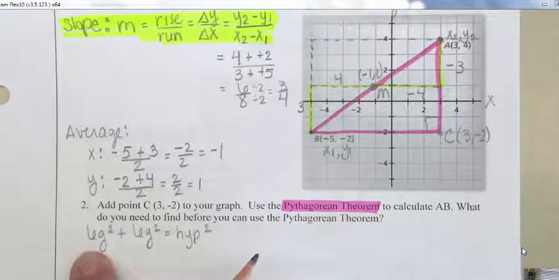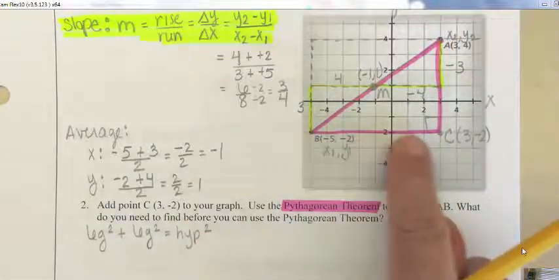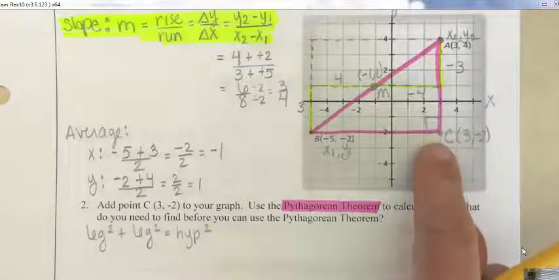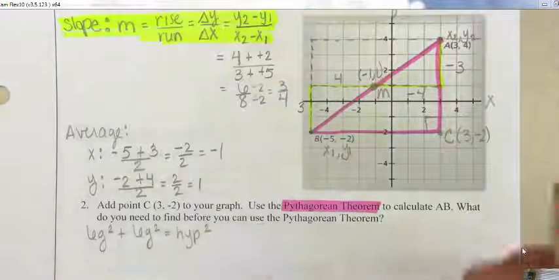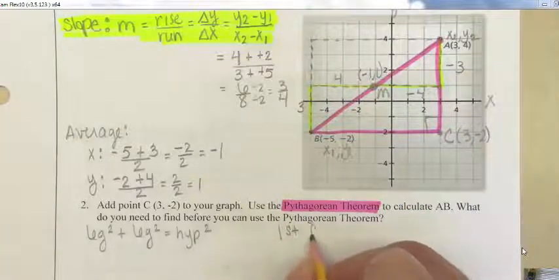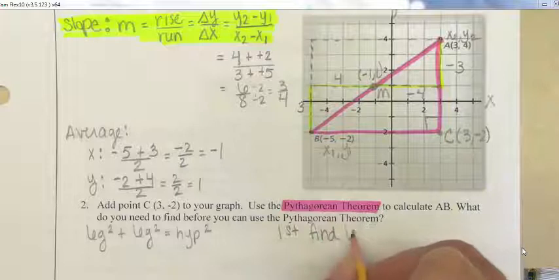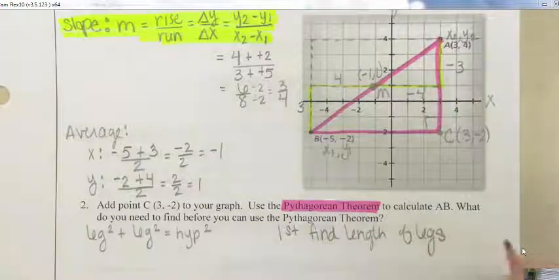Well, I don't know the length of either one of these legs, right? So the first thing I have to do is find the lengths of the legs. So that's what this asks. What do you need to do before you can use the Pythagorean theorem? First, find the length of the legs.